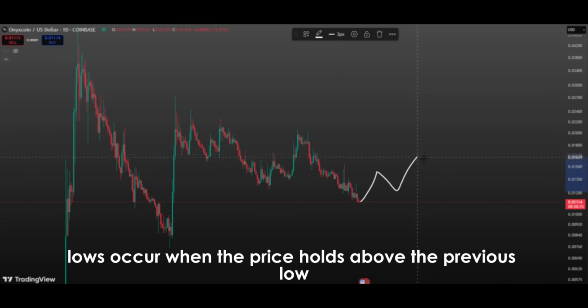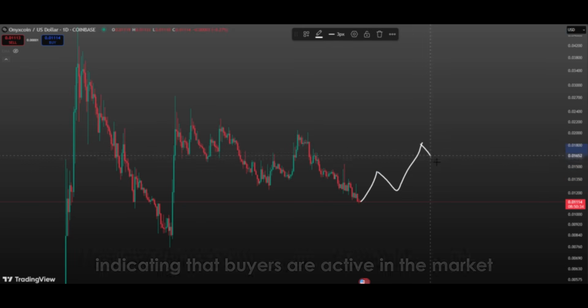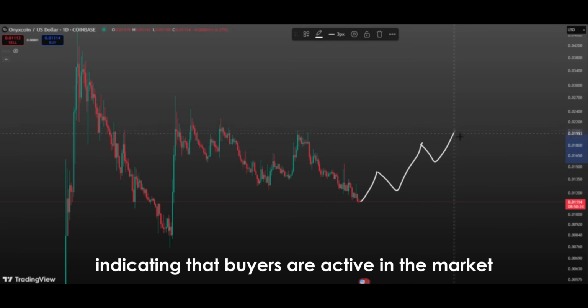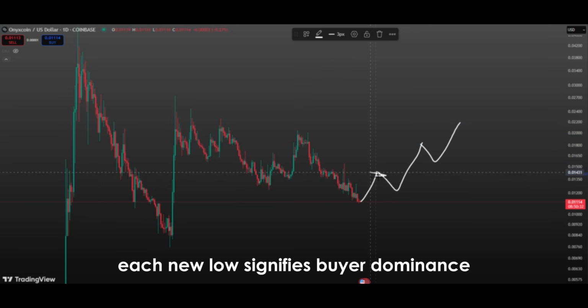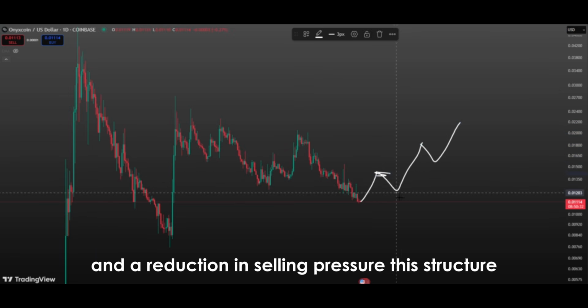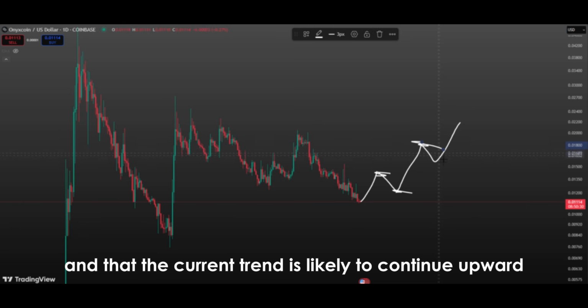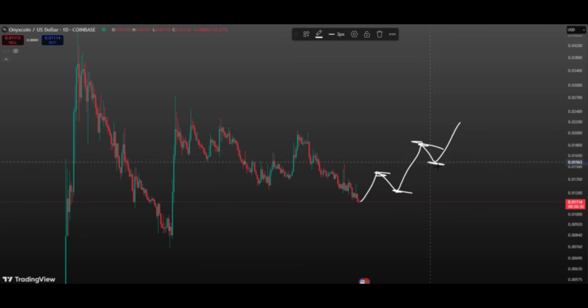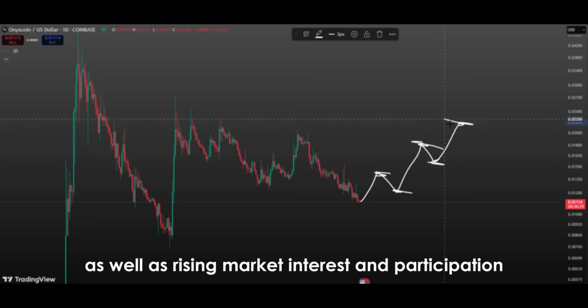Higher lows occur when the price holds above the previous low during each pullback and rebounds, indicating that buyers are active in the market and are treating each dip as a buying opportunity. Each new low signifies buyer dominance and a reduction in selling pressure. This structure shows investors that sharp downward moves are unlikely and that the current trend is likely to continue upward. Higher lows also indicate increasing investor confidence, as well as rising market interest and participation.